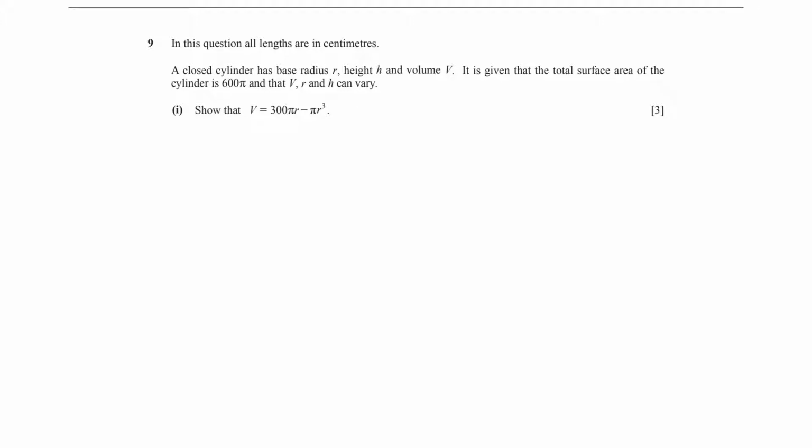Here we have to show that the volume can be written as 300 times pi times r minus pi times r cubed. But we know that the volume of a cylinder is pi times r squared times h. But in our V there is no h. So how can we remove h? It's simple. If we can represent h in terms of r, then we can easily write the volume without h, only in terms of r. So at first we have to represent our height in terms of r. But how can we do this?